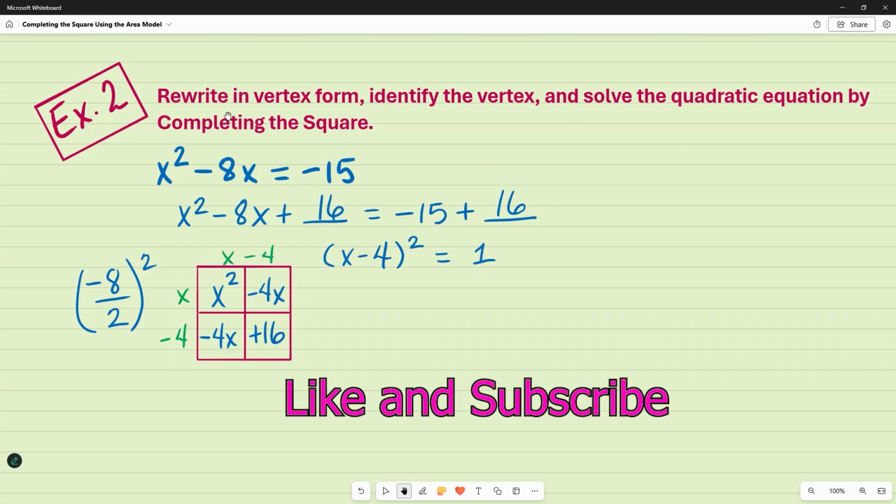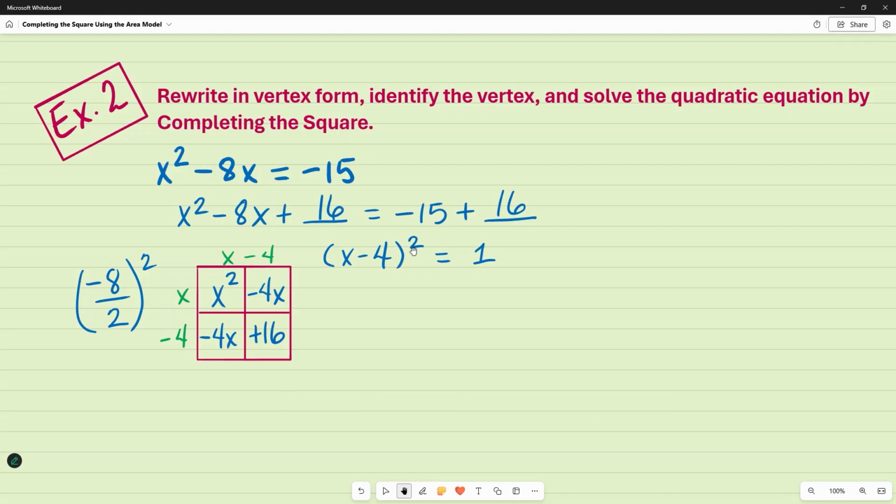So part of my directions asked me to rewrite in vertex form. If I want to put this in vertex form, I'm going to go ahead and subtract this 1 on the other side and set this equal to 0. I was also asked to identify the vertex. When it's in vertex form, you figure out what the x would be to make this equal 0, and then you would take your k as well. The vertex is going to be positive 4, negative 1.